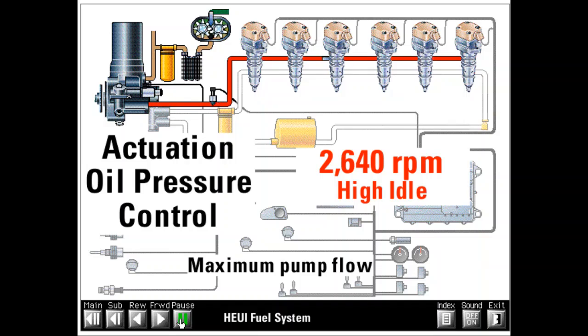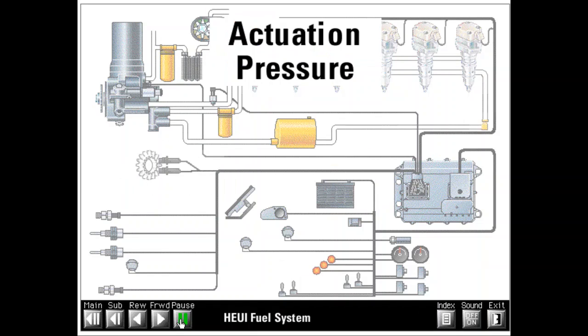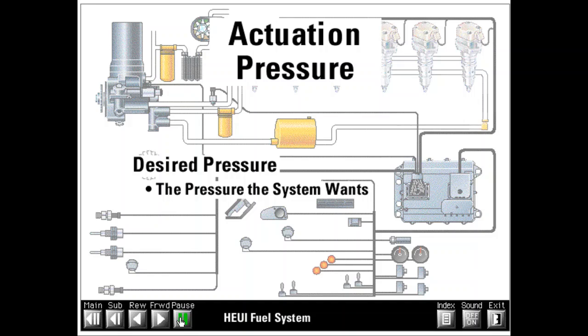Let's briefly discuss how actuation pressure is controlled. There are two types of actuation pressure. First, there is desired pressure. Desired actuation pressure is the pressure the system wants for optimum performance. The ECM determines desired pressure using software maps and inputs from many sensors. Desired pressure is constantly changing based on the sensor inputs and changing engine speed and load. Desired pressure is only constant under steady-state conditions.